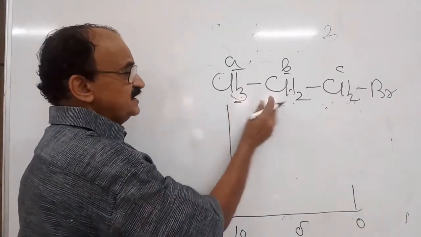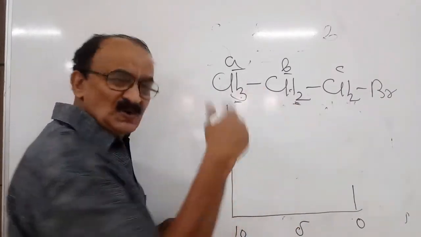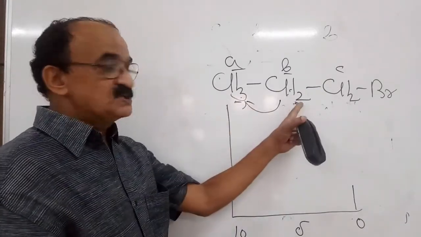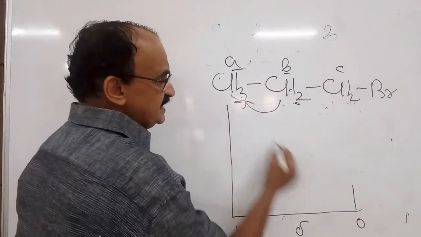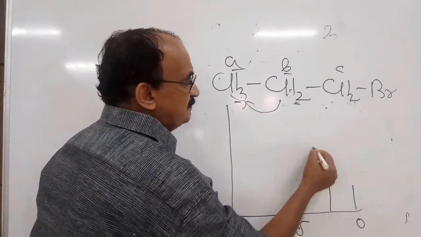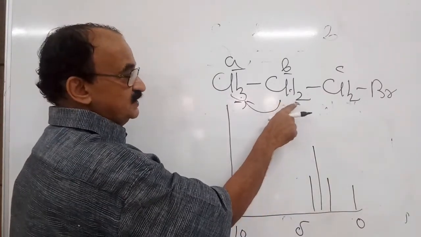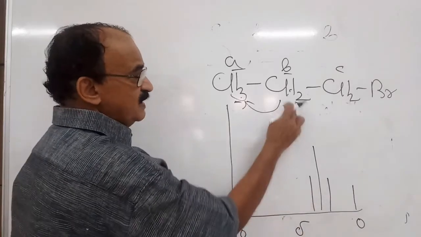Nearer to the CH3, there are 2 neighboring protons. So these 2 neighboring protons cause the splitting of the signal into what? Into n plus 1. What is n? n is 2. Right? So the signal due to CH3 will be changing into a triplet due to the presence of these 2 neighboring protons.